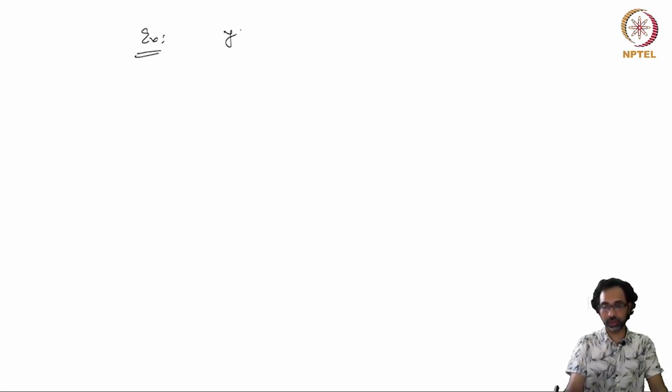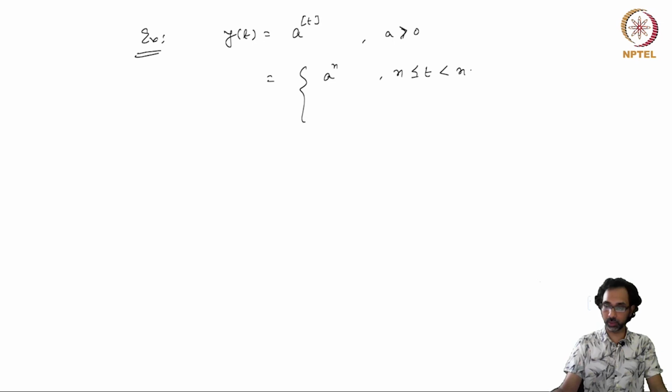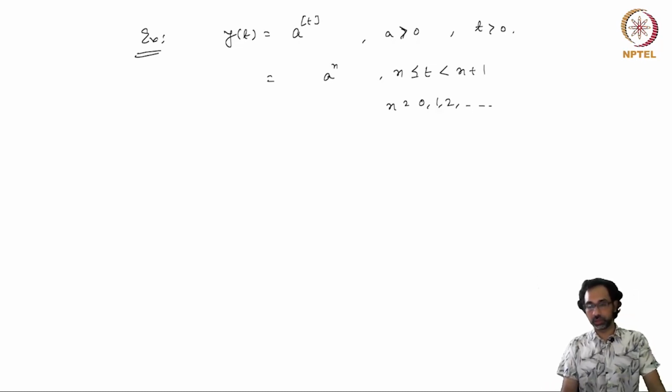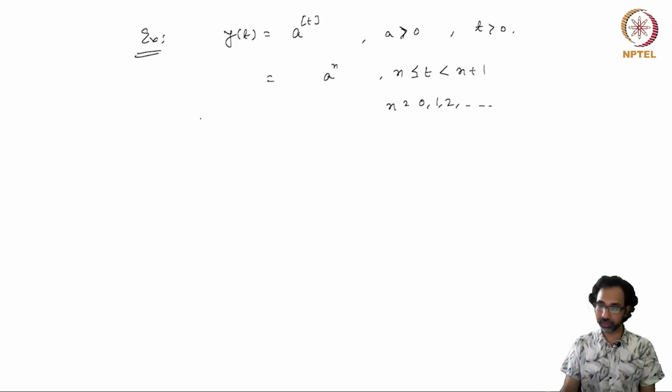Let y(t) be a to the power of the greatest integer part of t, the greatest integer function of t, where a is a positive number. So this is given by a to the power n if n is less than or equal to t is less than n plus 1, for n equal to 0, 1, 2 and so on. So I am going to consider it only for t positive. So y(t) can be defined like this.